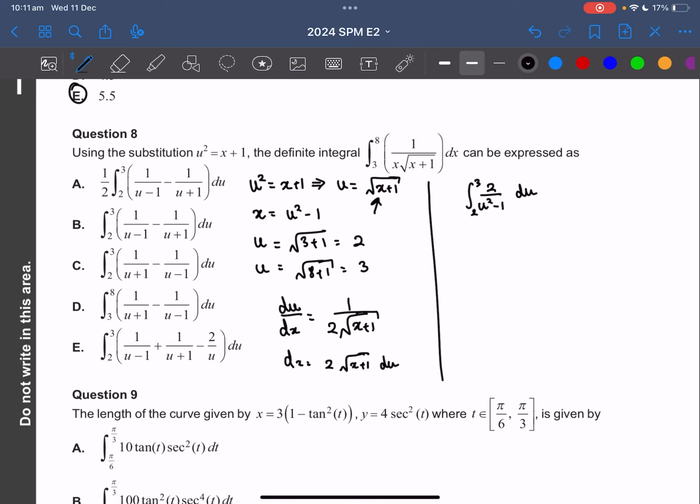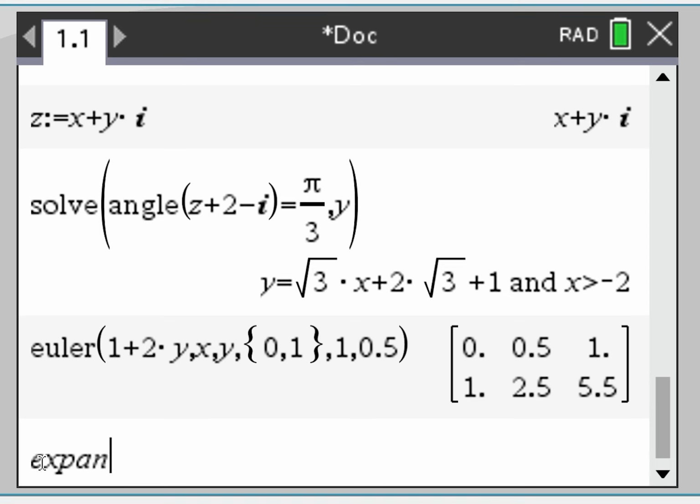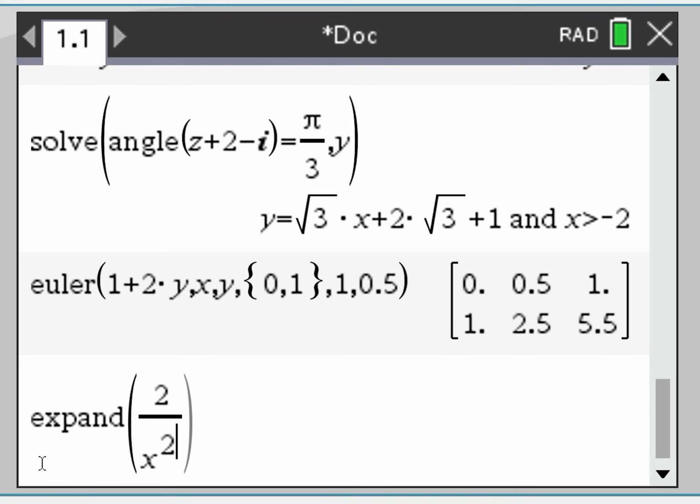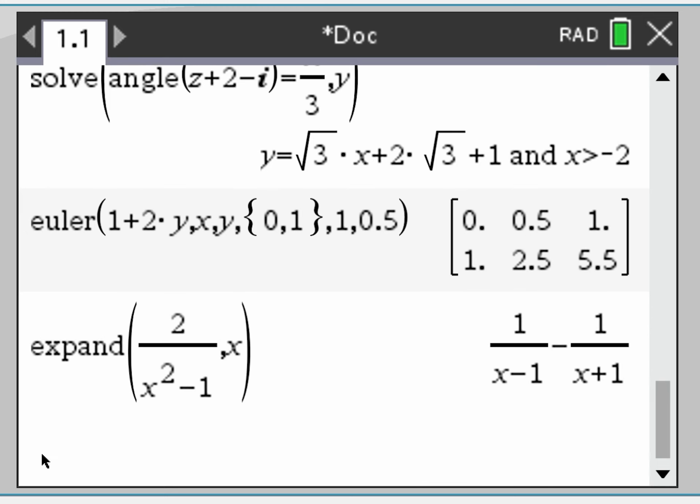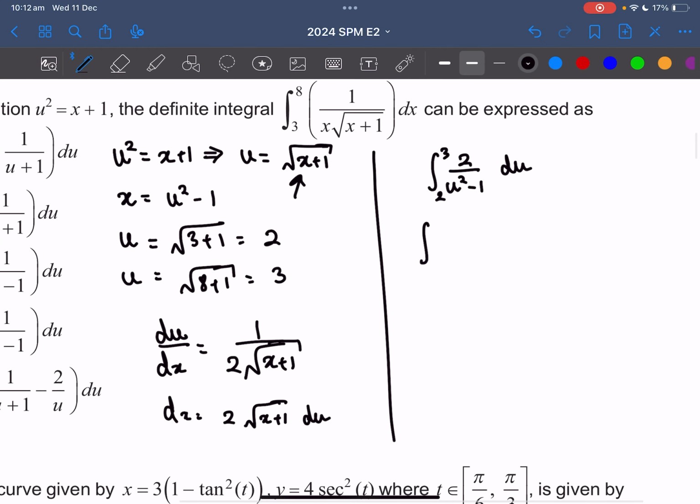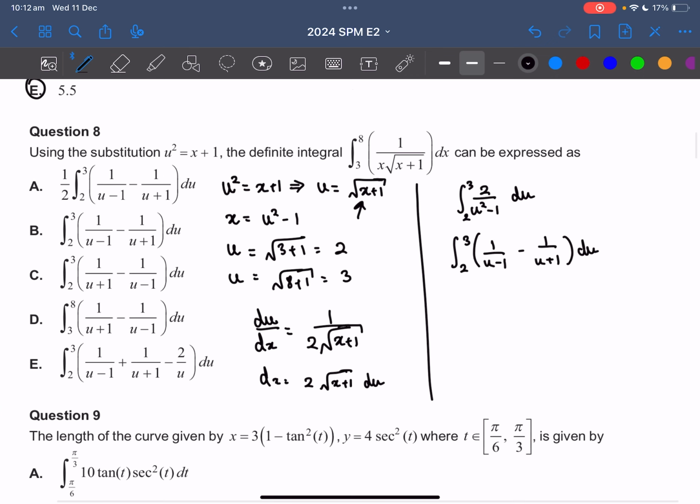Well, it doesn't match any of the options. So what I'm going to do is try to expand this out in our calculator. So let's do this on the calculator. So expand 2 on u squared minus 1 there. If we expand it out, we will get this over here. So let's copy that down real quick. So 2 to 3, 1 on u minus 1, take away 1 on u plus 1. Well, not x, it's going to be u in this case. Okay, and let's see if that matches anything. Okay, so it matches option B.